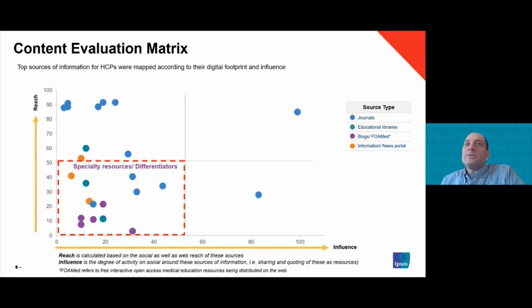So this slide shows a physician content evaluation matrix that was completed through only analysis of HCP social data. We calculated reach based on social and web reach. And then influence was really, we just calculated the degree of activity on social around these sources of information, how often HCPs shared or quoted the resources. And you can see the source types are color-coded here. I've taken all the names out, but this is always customizable. So you just customize that to whatever is most important to you.